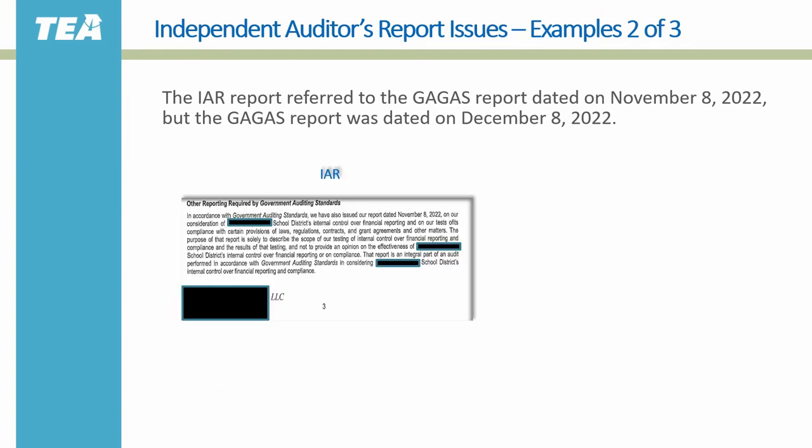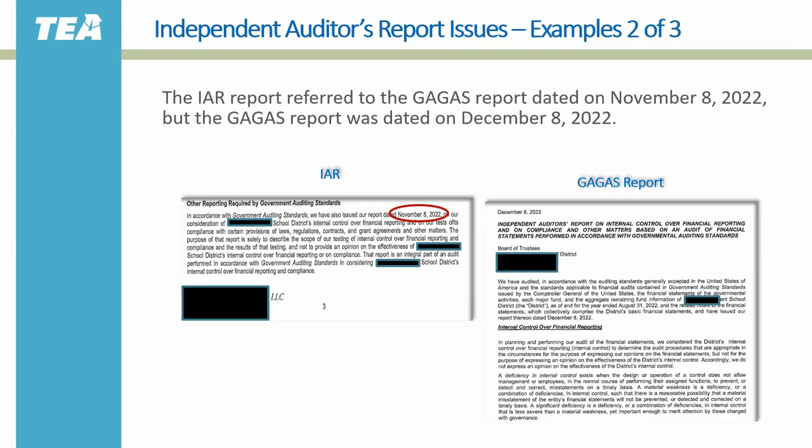On the left side is the Independent Auditor's Report. You can see here it states, in accordance with government auditing standards, we have also issued our report dated November 8, 2022. However, on the right side, the GAGAS report was actually dated on December 8, 2022.